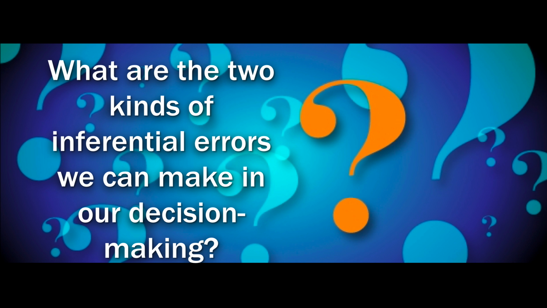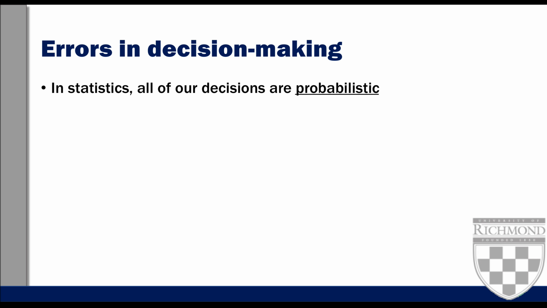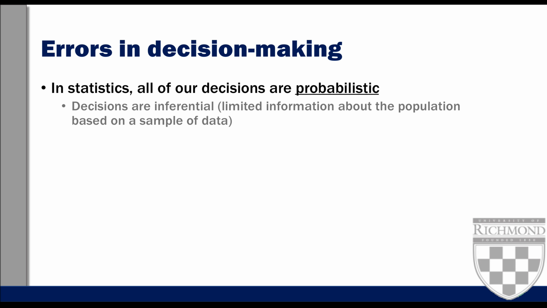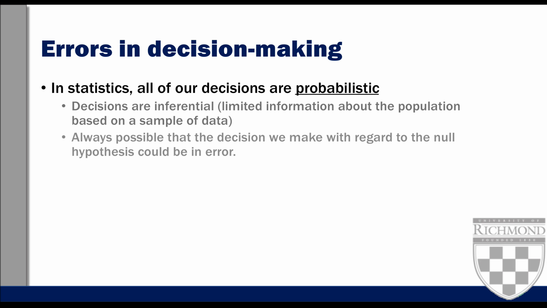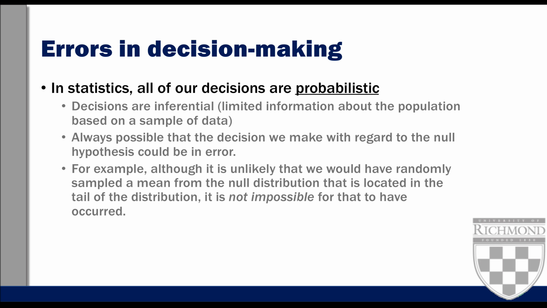So let's talk about where things can go wrong. This generally falls under the heading errors in decision making. All of our decisions using statistics are probabilistic. That means our decisions are inferential. We have a limited amount of information about the population because we're working with a sample of data. So it's always possible that the decision we make with regard to the null hypothesis could be in error. As an example, although it's unlikely that we would have randomly sampled a mean from the null distribution, the sampling distribution, that is located in the tail of that distribution, it's not impossible that that could happen, okay?